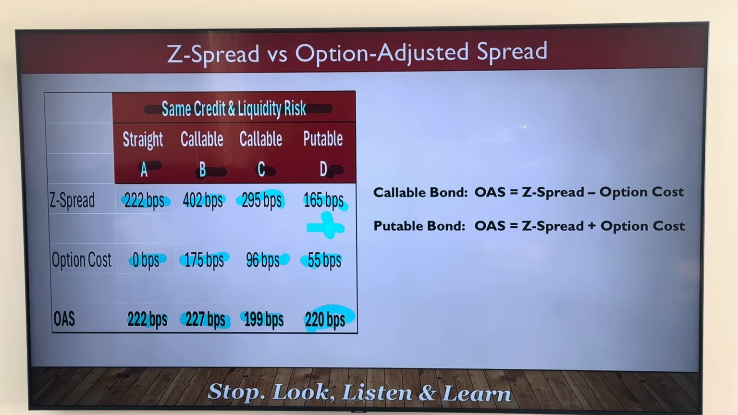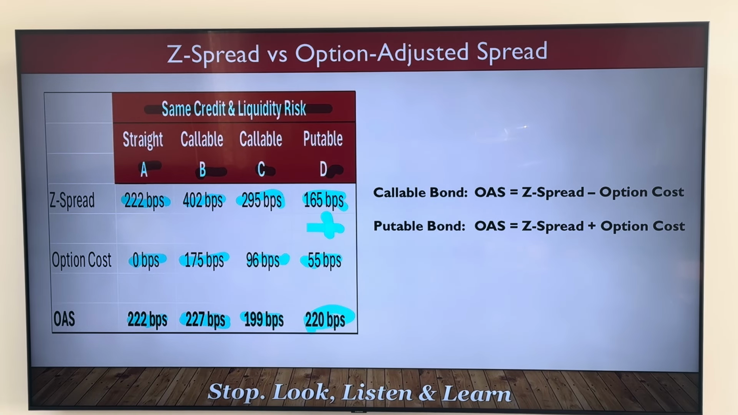So we're going to reduce the amount of interest or compensation we're going to give you by 55 basis points. So instead of you getting a Z spread of 220 basis points, you're going to get a Z spread of only 165 basis points.